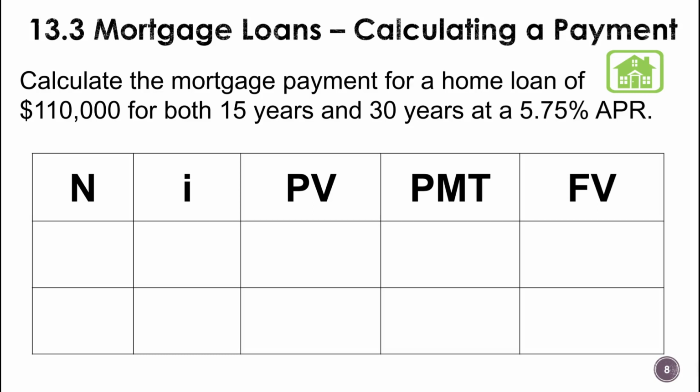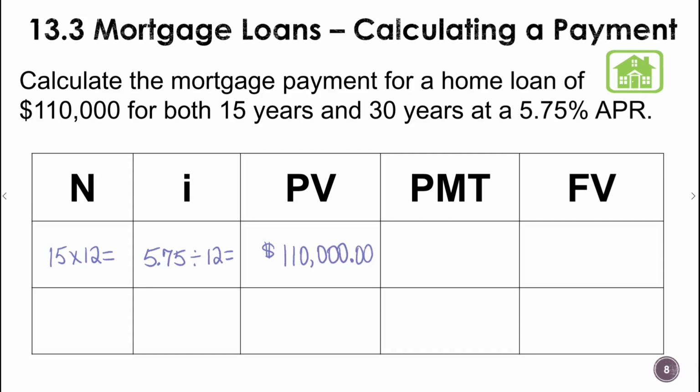Now, we can take some shortcuts. The 15-year loan, remember, it's always going to be monthly. So 15 times 12 equals, and the interest rate is 5.75 divided by 12. Don't forget your equal sign. Present value will be 110,000.